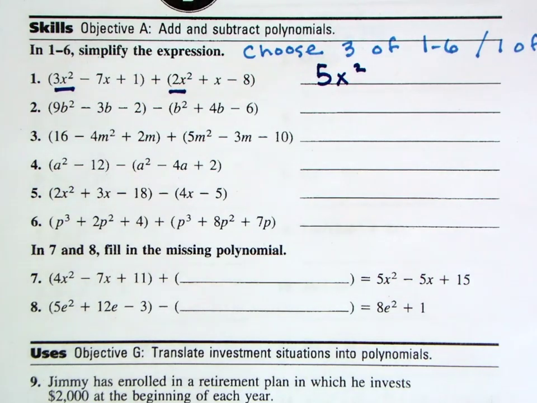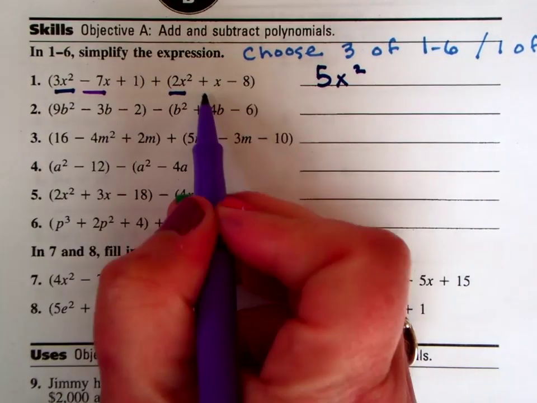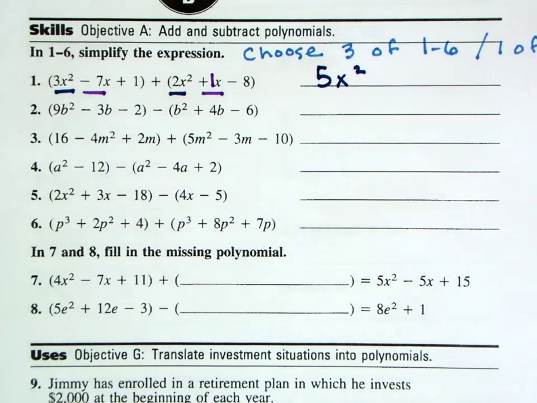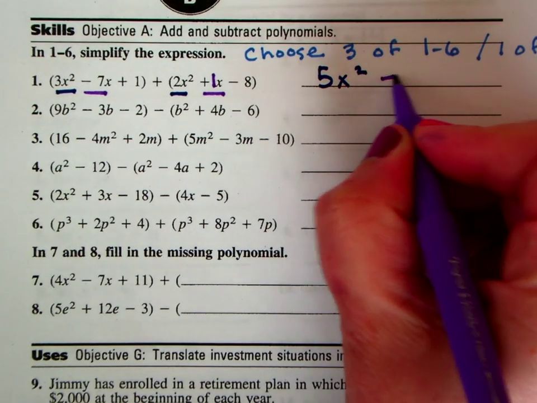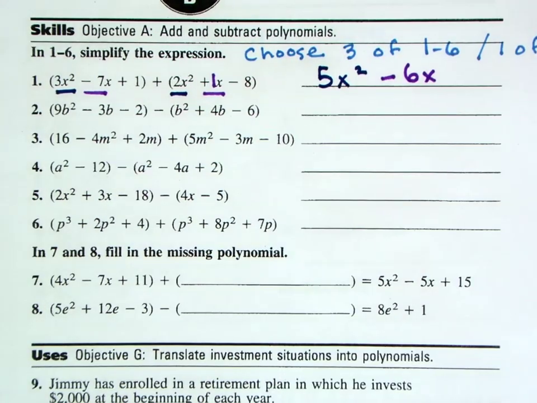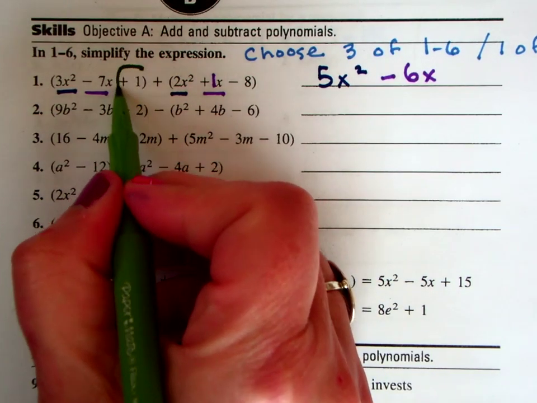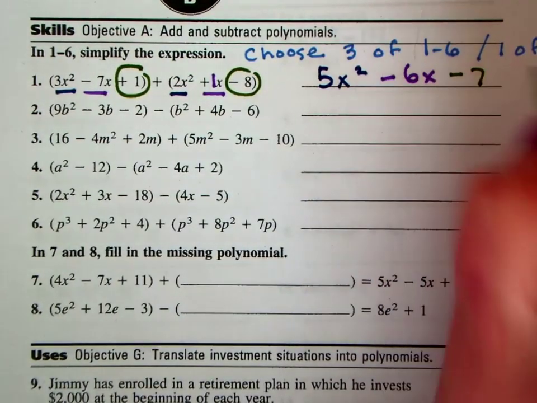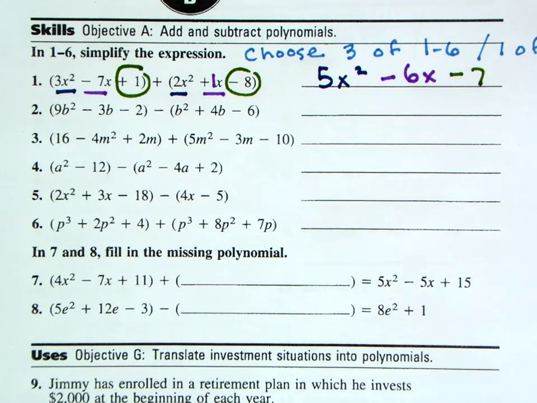And then I have this negative 7x and this plus x. So negative 7 plus a positive 1, of course. So 1 minus 7 is minus 6x. And the last one is this 1 and a negative 8, and 1 minus 8 is, of course, negative 7. So 5x squared minus 6x minus 7. It does not have to be in that order, but that expression is now simplified. Hopefully you're noting also the beautiful colors, because that is also, of course, super important.